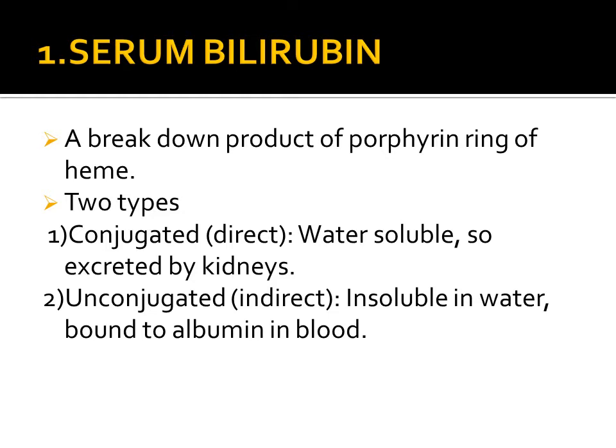Now there are two types of this bilirubin. One is conjugated, another name is the direct bilirubin, and it is water soluble, so it is excreted by the kidneys. While the other is the indirect and unconjugated bilirubin, which is insoluble in water and it is tightly bound to albumin in the blood and it is not excreted by the kidney easily.